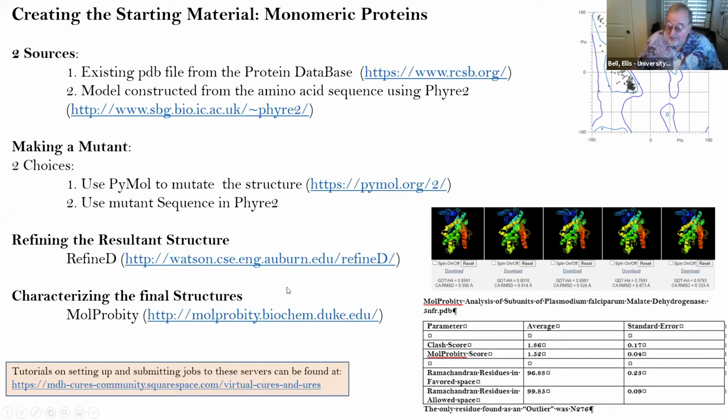The final thing we did was we used MolProbity to get the statistics on the structure to characterize the structure. It gave you a Ramachandran plot. It gave you all the statistics on the structure.